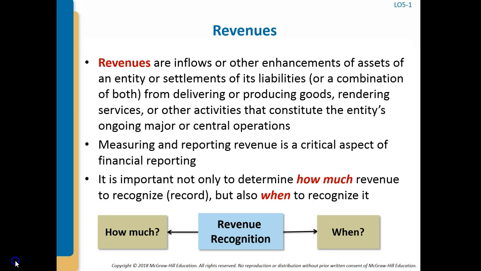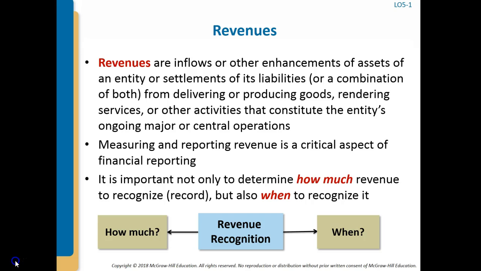In simple terms, we can say that revenues generally would be the inflow of cash or accounts receivable that a business receives in exchange for providing goods and services to its customers. For many companies, revenue is the single largest number reported in the financial statements. Its pivotal role in the picture painted by the financial statements makes measuring and reporting revenues one of the most critical aspects of financial reporting.